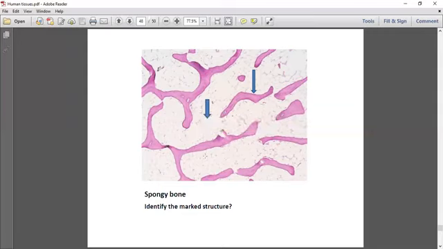Identify the marked structure. The arrowhead here represents adipocyte or adipose tissue, and here represents the trabeculae, which is the basic structural unit of cancellous or spongy bone.